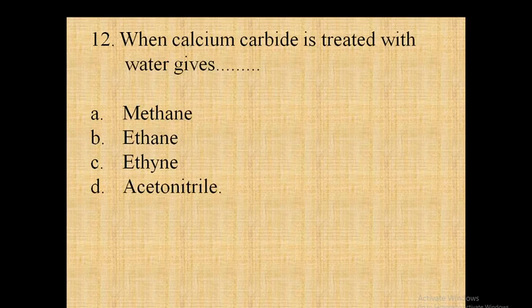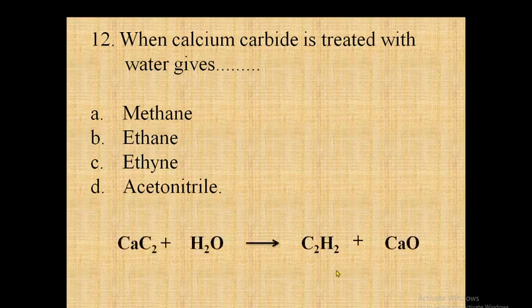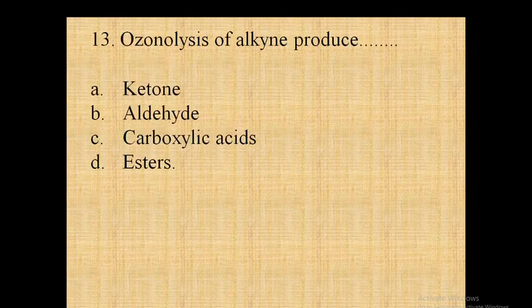When calcium carbide is treated with water, it gives... one of the simplest questions. Calcium carbide when reacted with water will give you C2H2. What is it? C2H2 is ethine or acetylene. So option C will be the correct option. Let's see the next question.